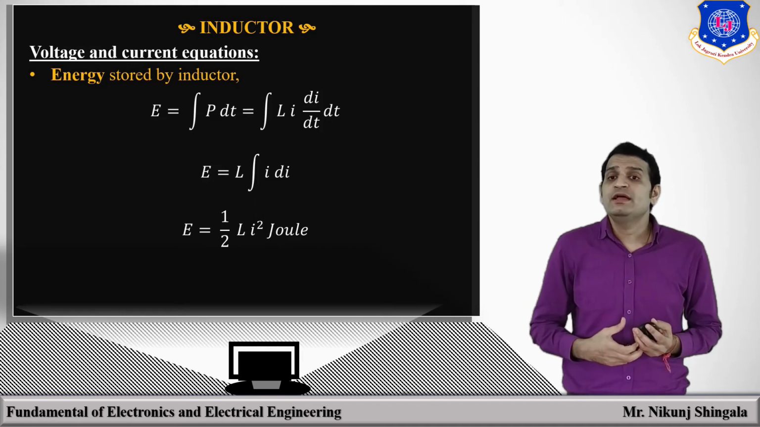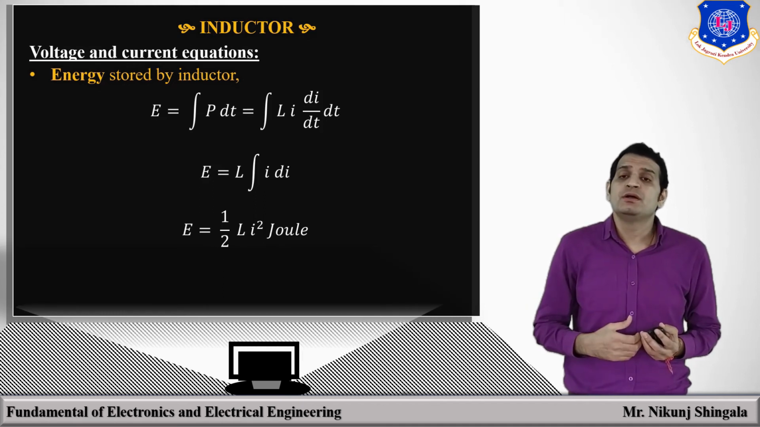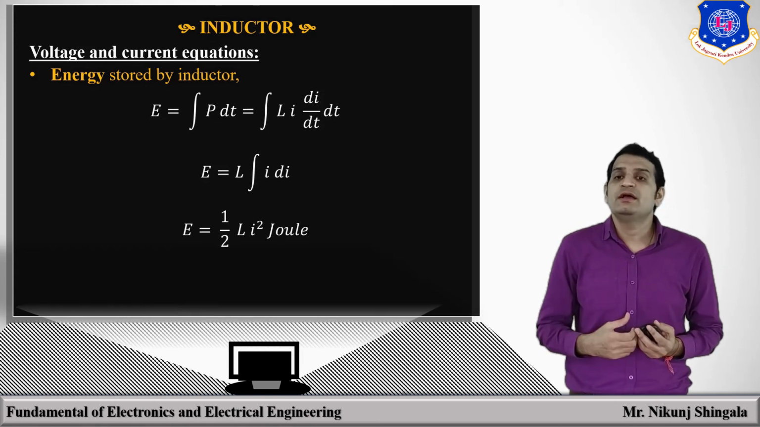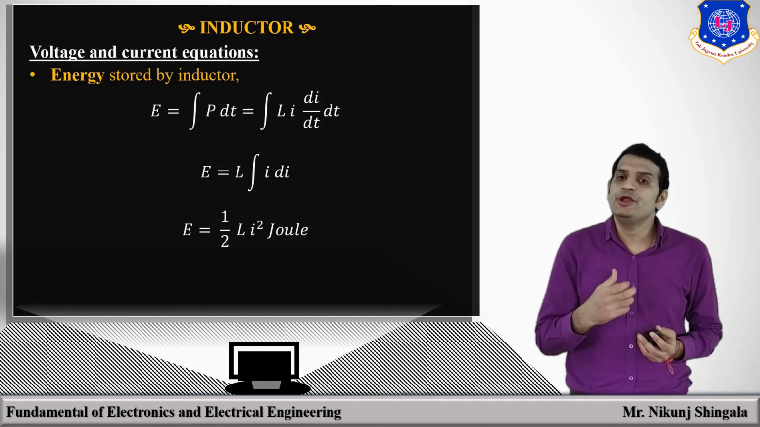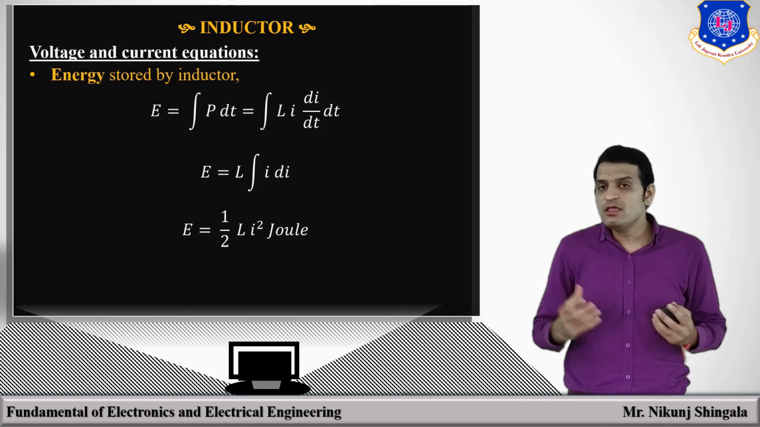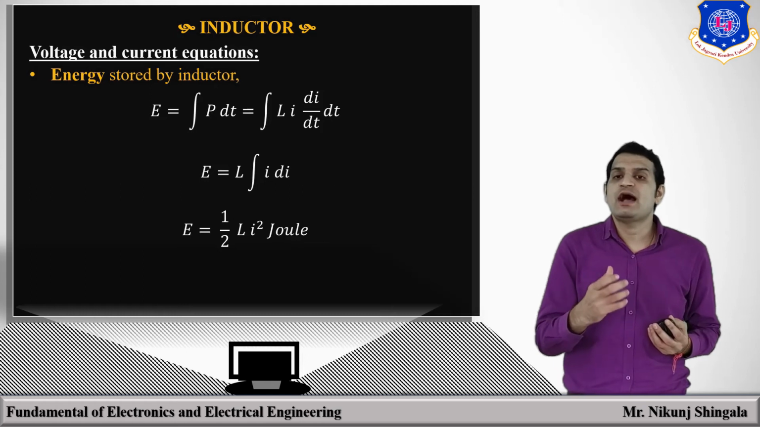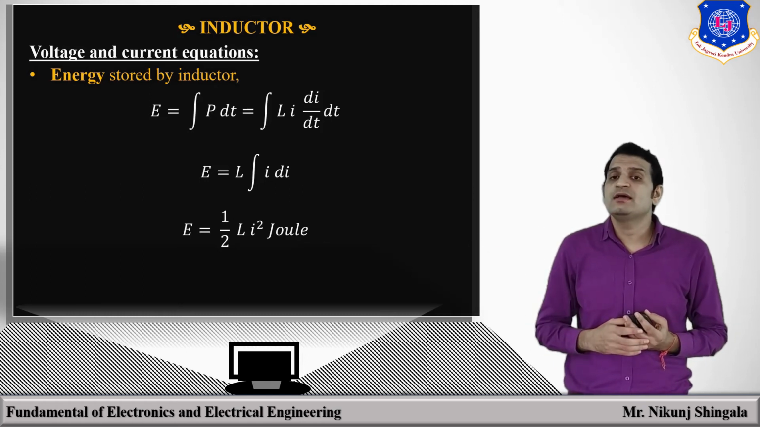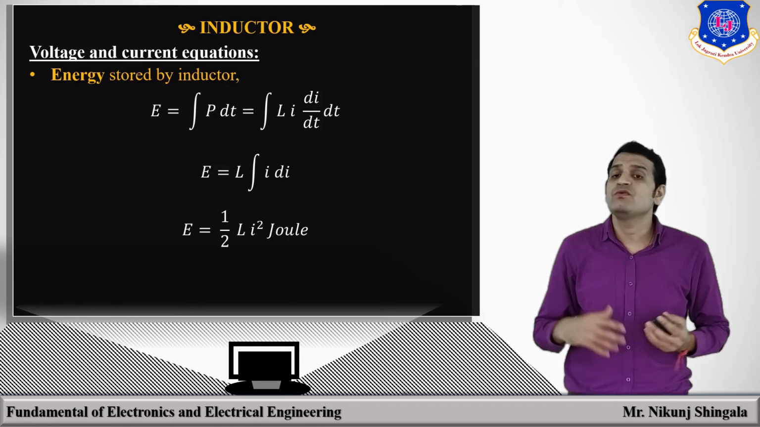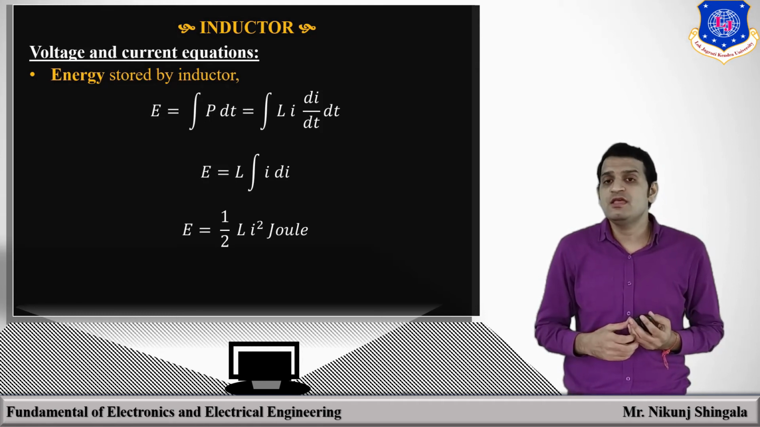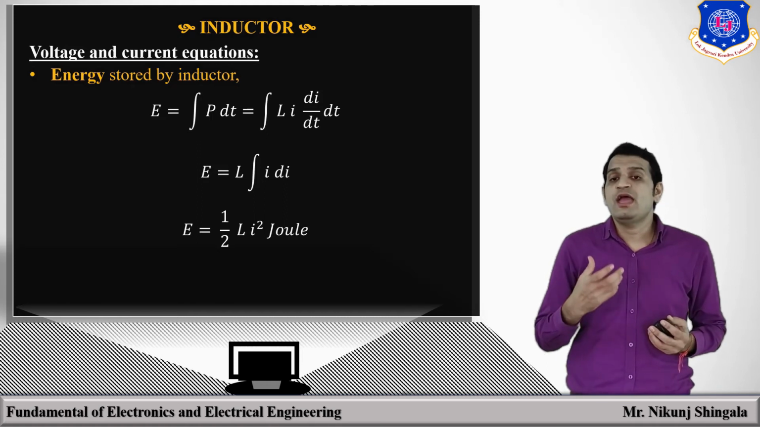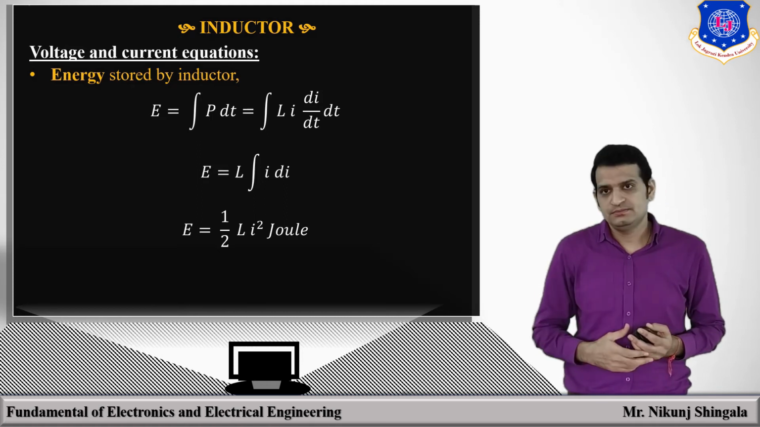Next one is the energy stored by inductor, because inductor is basically an energy storing element. So we can write E is equal to integration P dt, where P is the power. So E is equal to integration L i di by dt into dt. So E is equal to L integration i di, and integration of i with respect to i is nothing but i square by 2. So we can write energy E is equal to 1 by 2 L i square joule. So this is the energy stored by inductor.